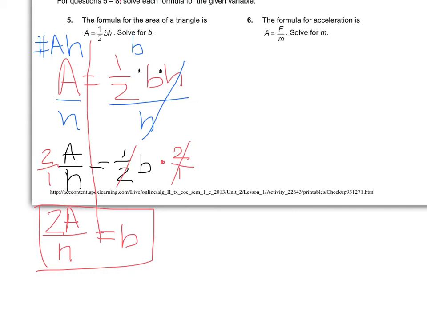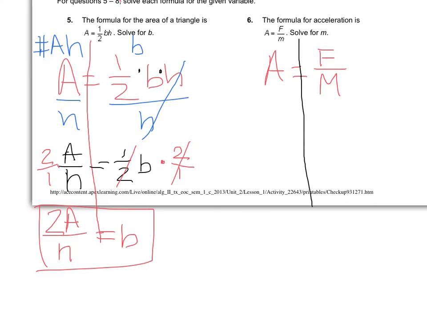Since these problems are a little more challenging, I'm going to go ahead and do 6 with you as well. So we have a equals f over m, and we're supposed to solve this for m. So that means I need m on one side and everything else on the other. Well, the problem with leaving m on the right is that it's in the denominator, and I can't have it in the denominator. So instead, I'm going to do this.